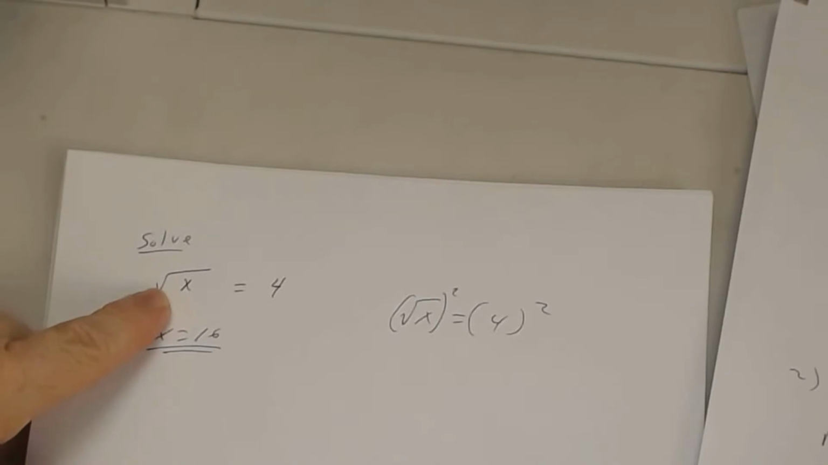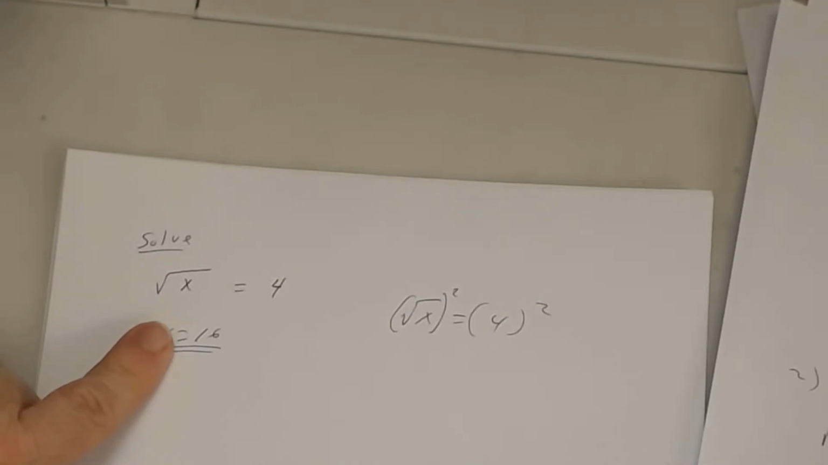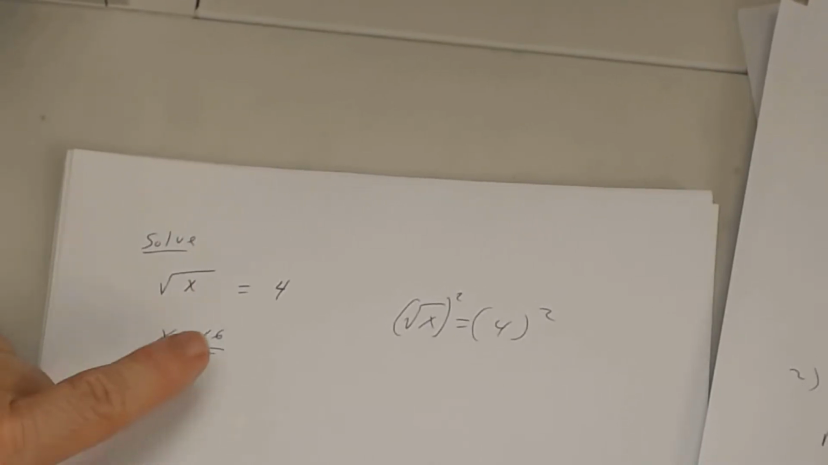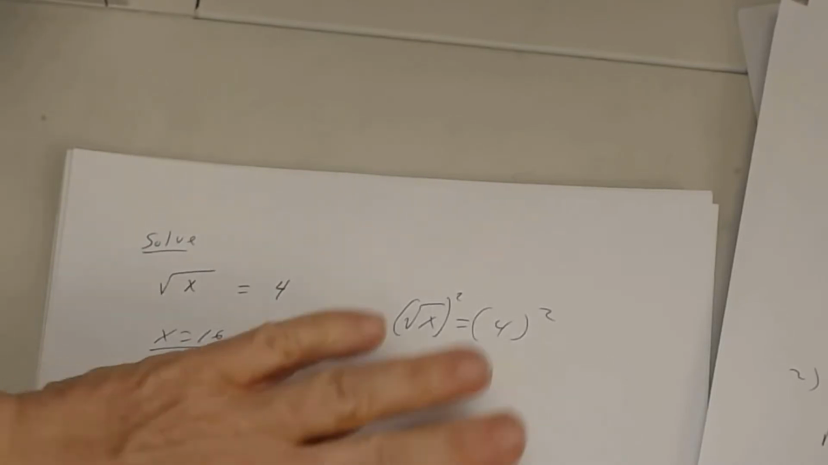Here, the square root of what number is 4? 16. Is that the only one? The square root of negative 16 is not 4. The square root of negative 16 is 4i. That's the only one. So don't do that plus or minus, because there's only one solution. What is it? 16. So all you do is just square both sides.